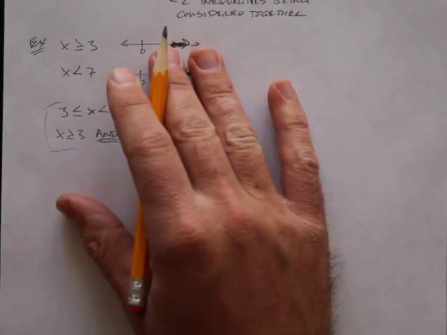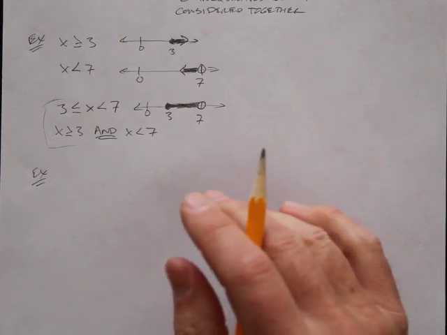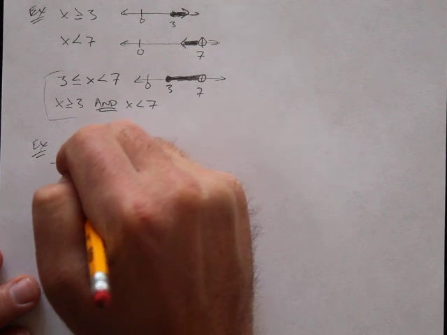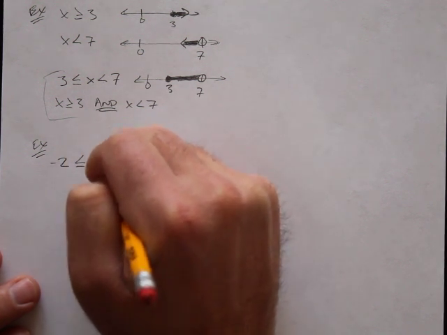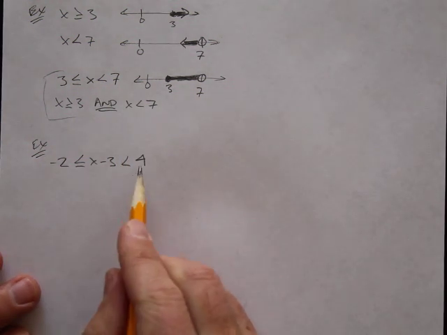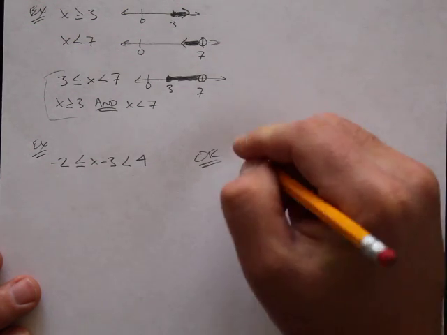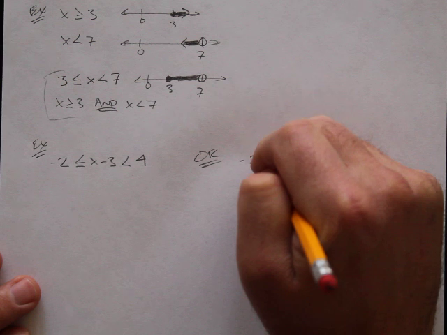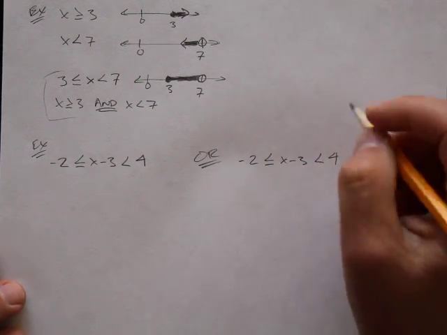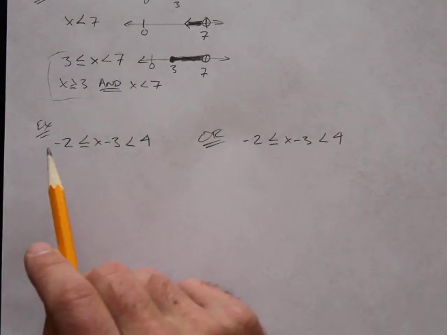All right, let's do an example. -2 is less than or equal to x minus 3 is less than 4. Now we're going to solve this one way, and then I'm going to show you how to solve it another way. So there are two different ways to solve this inequality. So let's do this way.